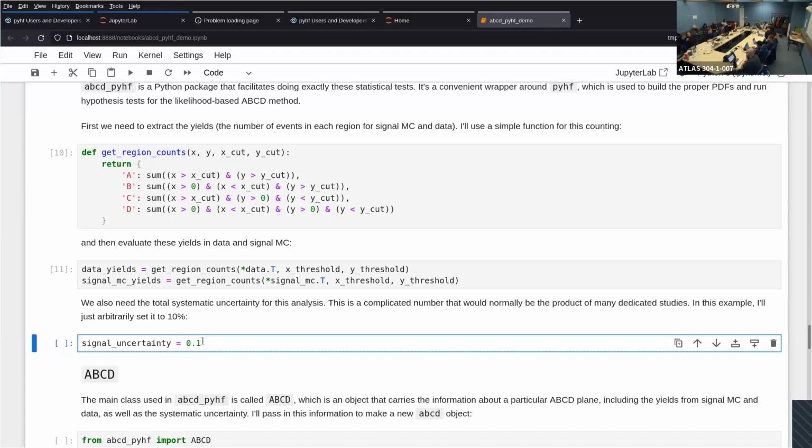And then there are uncertainties other than the statistical uncertainties in the ABCD method. So this is where all the systematic uncertainties would go. Of course, this is where a lot of complicated studies would go into. And here I'm just boiling it down to say there's just an arbitrary total signal systematic uncertainty of 10%.